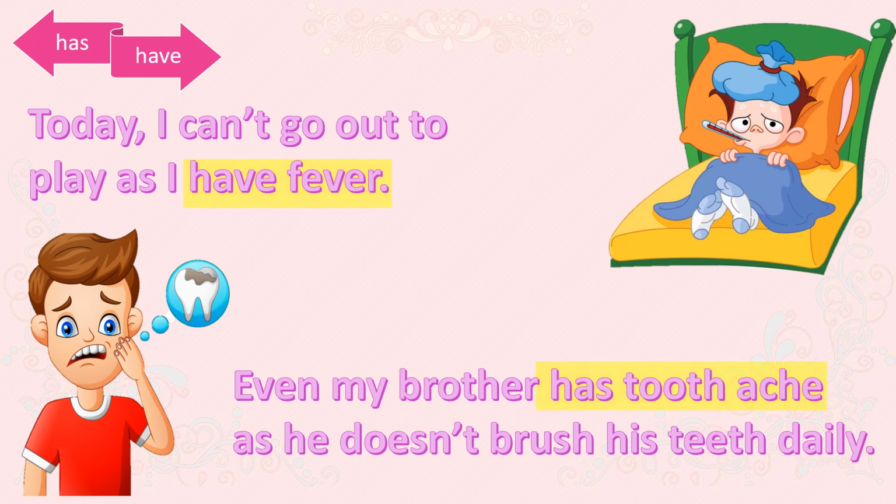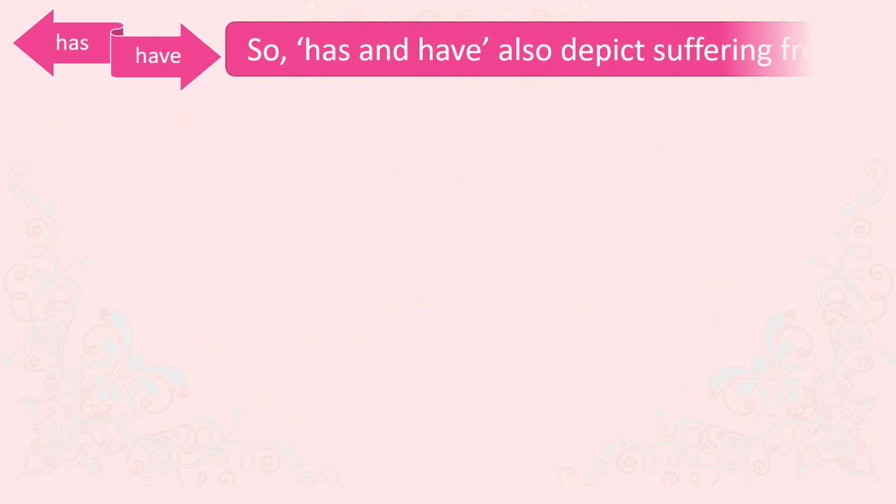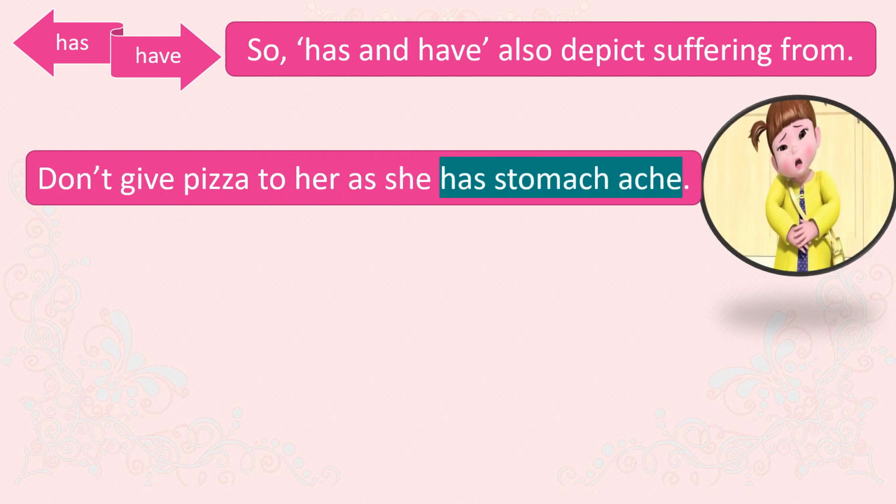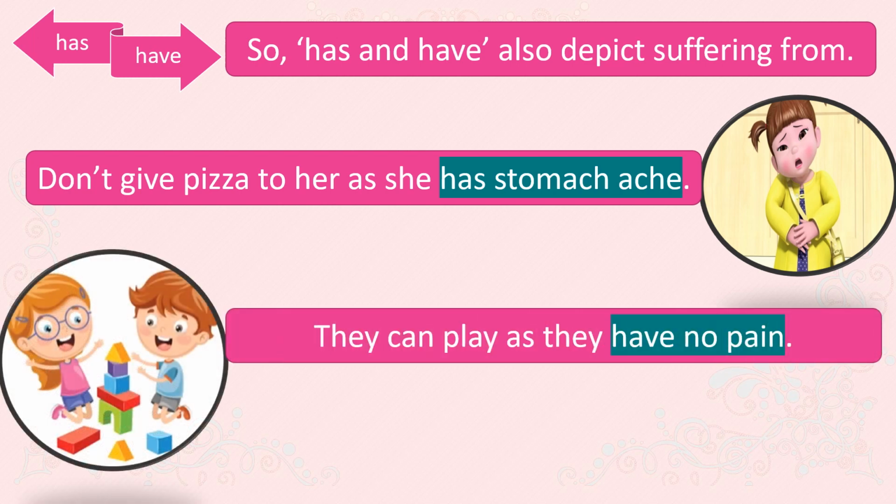Thus, we can say has or have is also used to talk about some ailment or some kind of sickness. So, has and have also depict suffering from. For example, don't give pizza to her as she has stomachache. Here, suffering from stomachache, pain in the stomach. Or they can play as they have no pain. That means they are not suffering at all. They have no pain means no suffering.